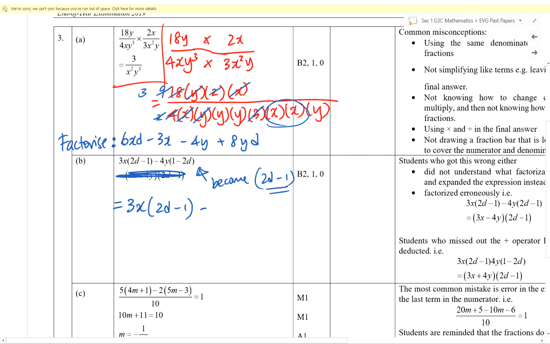Then we currently have minus 4y times 1 minus 2d. So here is the change. 1 minus 2d becomes 2d minus 1, and I change the sign outside. So this gives, we can factorize out the common factor, 2d minus 1 multiplied by 3x plus 4y.